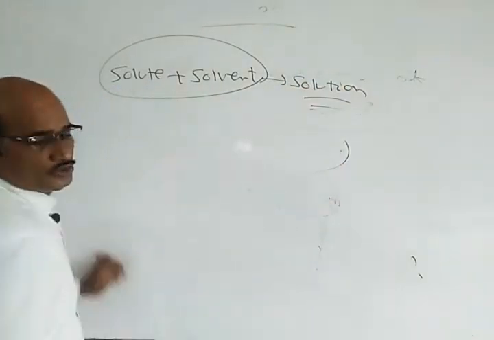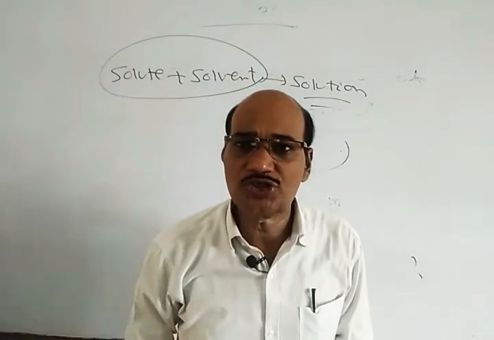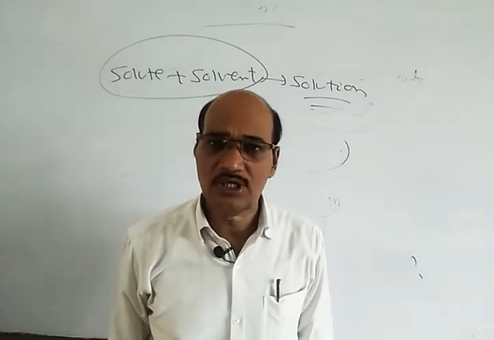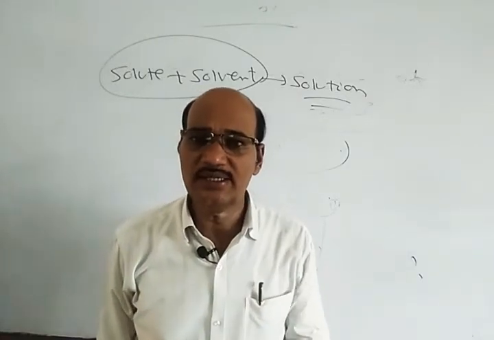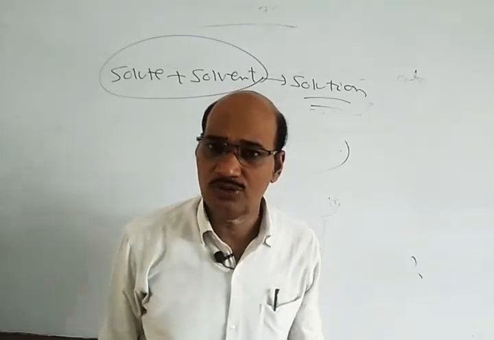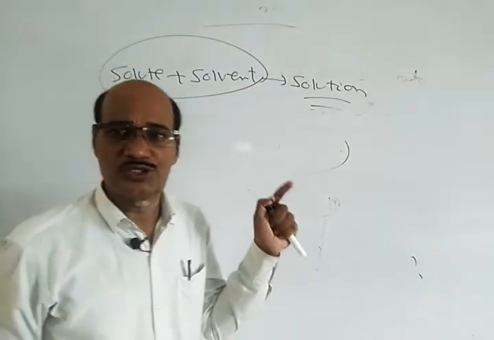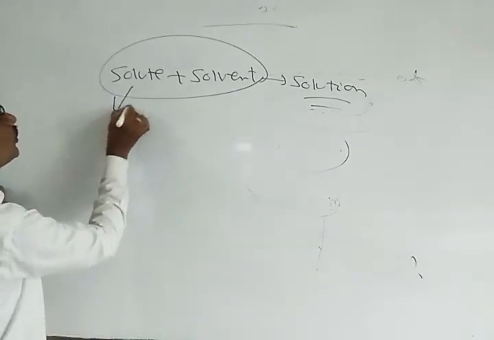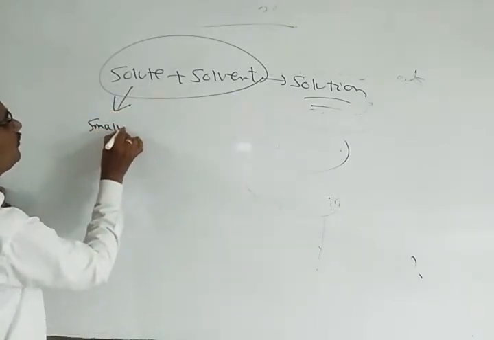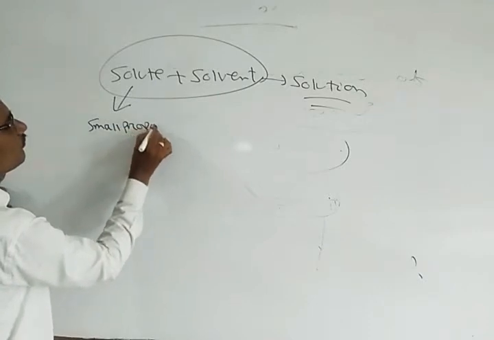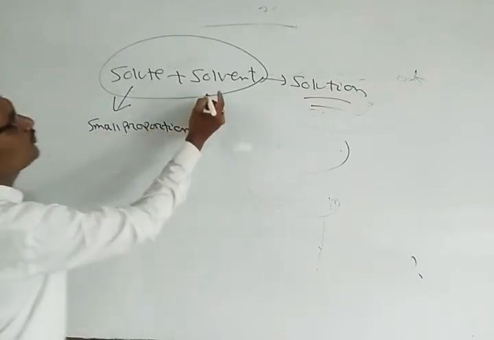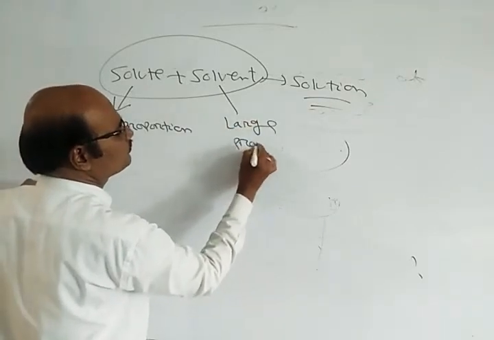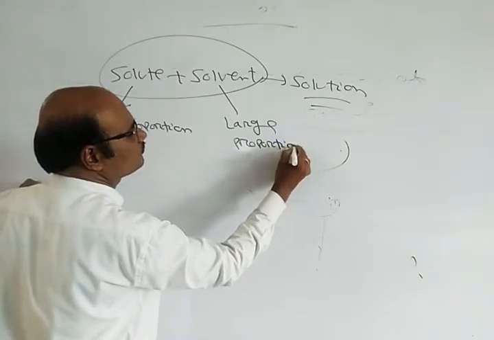So a solution is a homogeneous mixture of two or more substances. If only two substances are there, that is called a binary solution. And in the binary solution, the component which is in the small proportion is called the solute. And solvent is the one in large proportion. Clear?